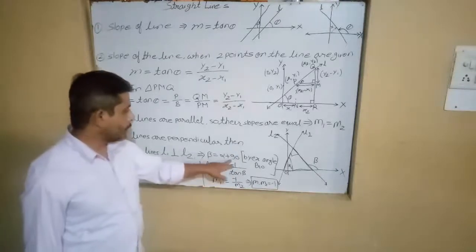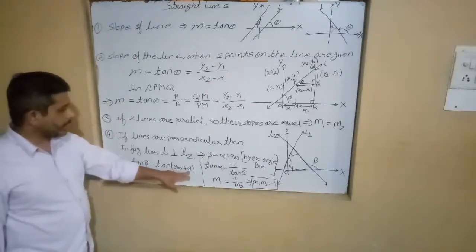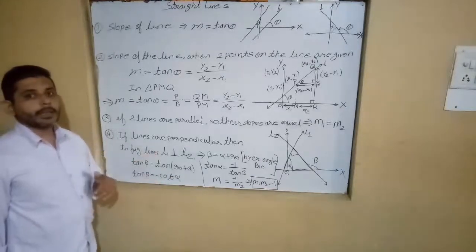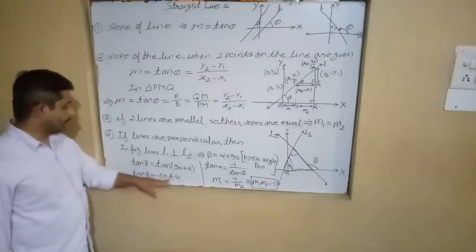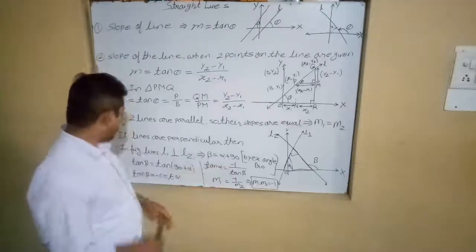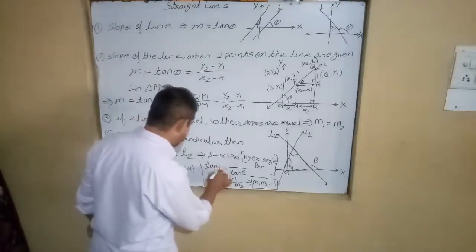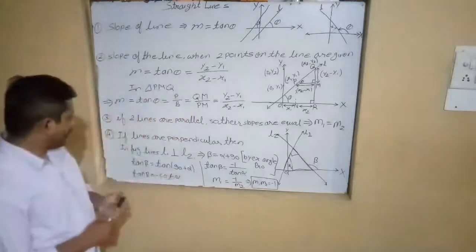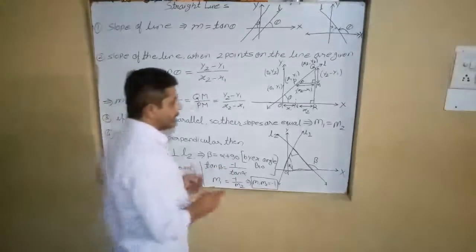Okay, and take tan on both sides. So we can find tan beta is equal to tan of 90 plus alpha. In the last year we learned tan of 90 plus alpha is equal to minus cot alpha. So it becomes tan beta is equal to minus cot alpha, and we can write cot alpha as 1 upon tan alpha, as the angles are interchanged. So tan beta is equal to minus 1 upon tan alpha.